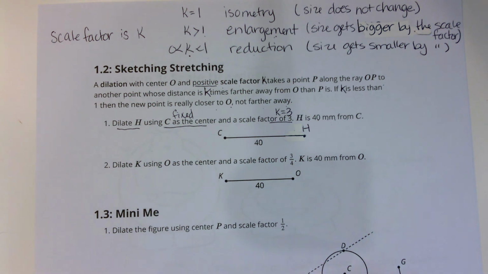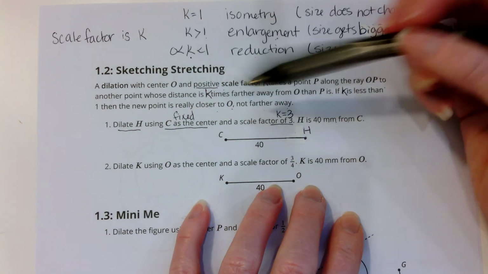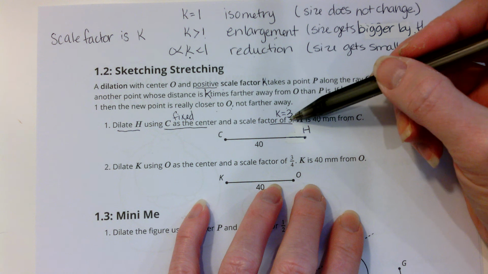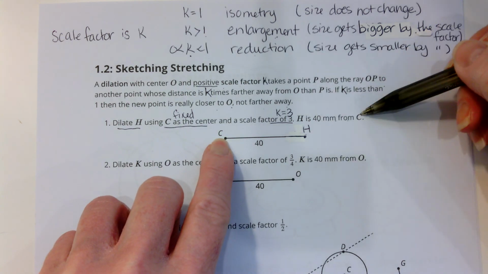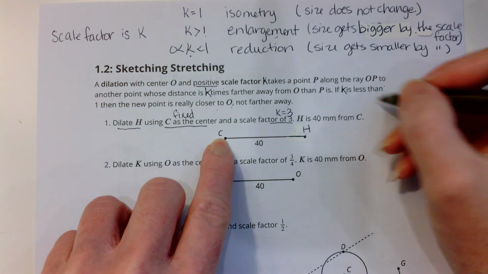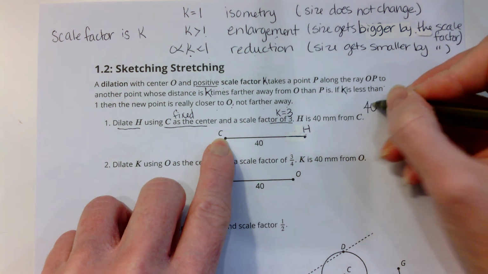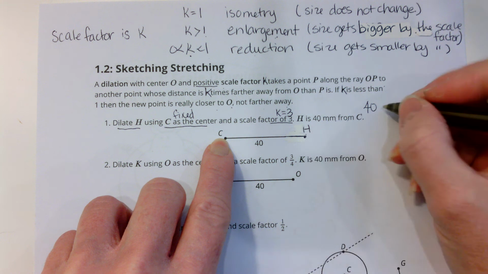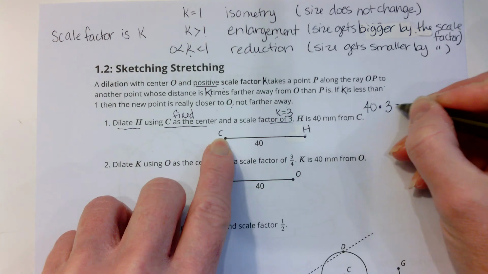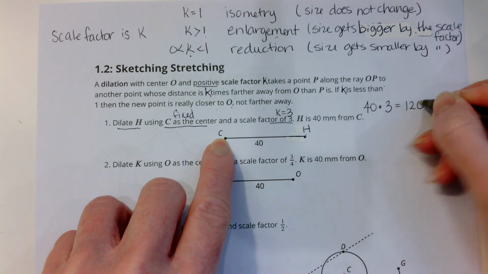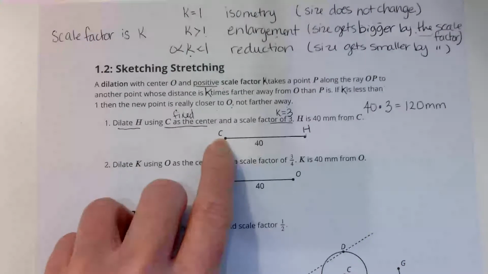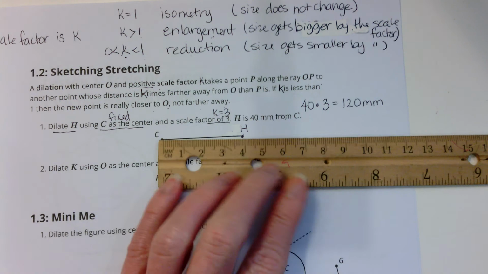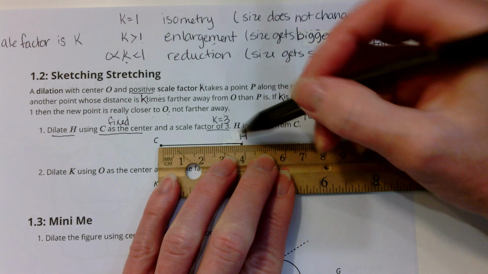Okay, so here we're going to get started. So my scale factor is 3. Right now, H is 40 millimeters from C. You might be thinking in your head, well, if the distance between H and C is 40, and I'm going to make it 3 times bigger, my new distance between my center C and my H prime should be 120 millimeters. And you're right. So let's lightly draw a line, just really lightly, because this is not my answer.